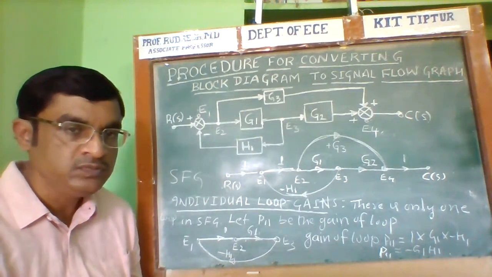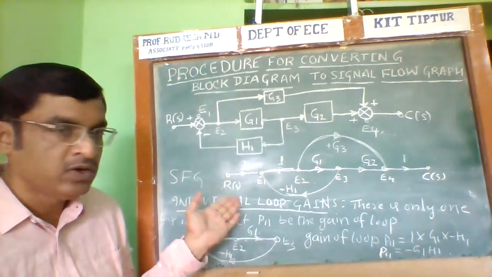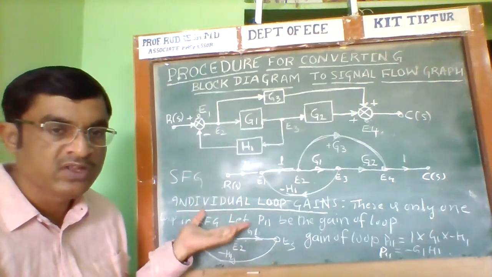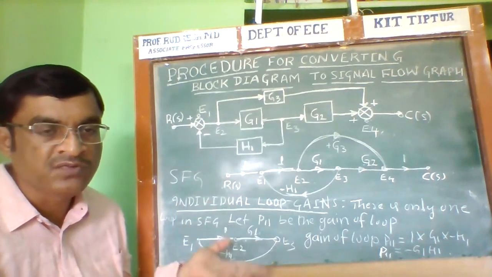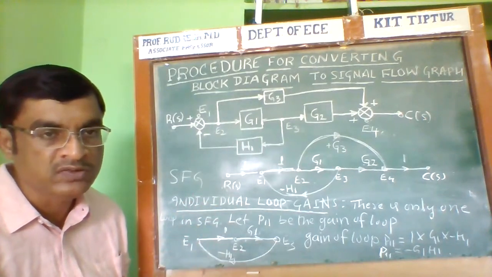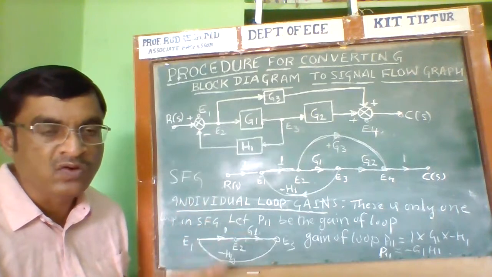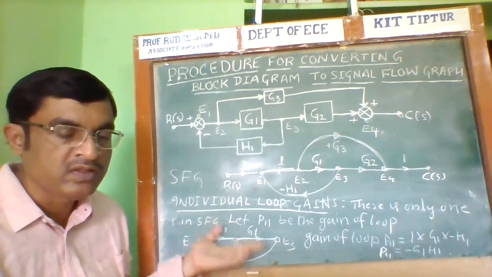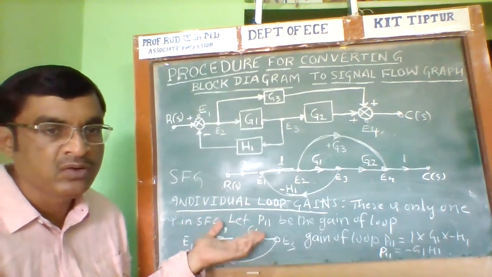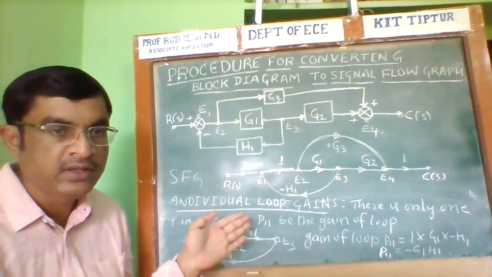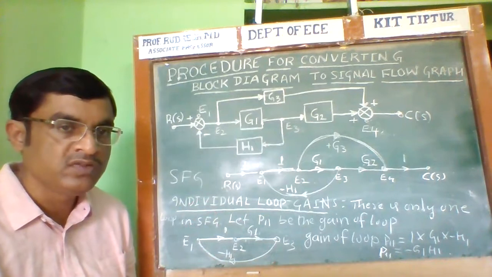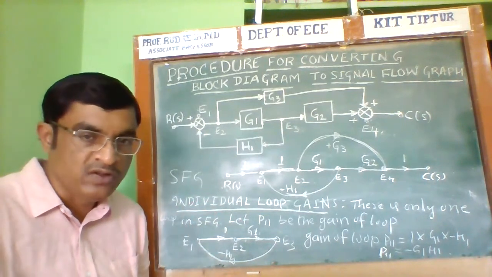You have to go through the notes for explanation of the terms used in the SFG. Next step, after finding the individual loops, is to find the gains product of the two non-touching loops. We identify the non-touching loop combinations and multiply the gains of the loops. That gives the gains product of the non-touching loops.